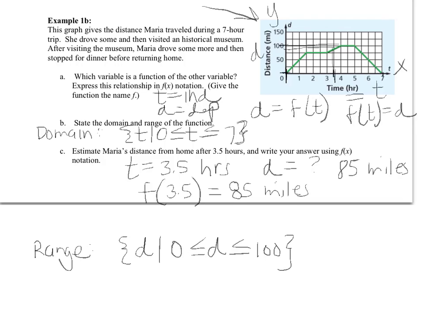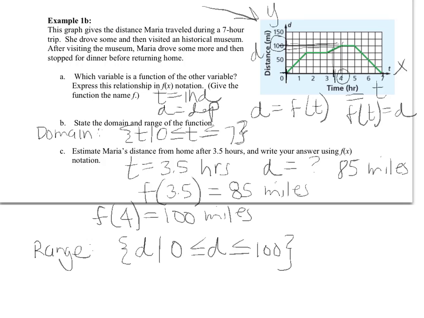Now, can we estimate how much time it took Maria to first be 100 miles from home? If we look at our graph at 100 miles, that's on the d-axis or the y-axis, and we go across and go down, it looks like it's about 4 hours. So we could say f of 4 equals 100 miles. It took her 4 hours to get 100 miles.